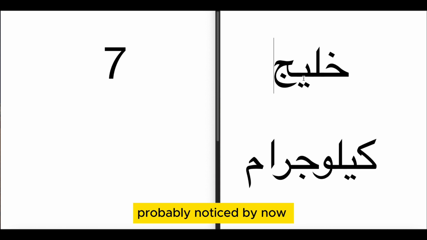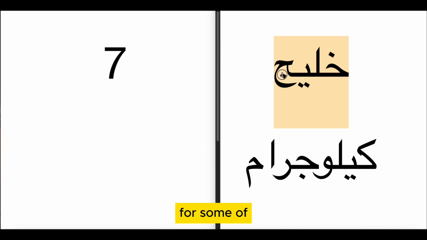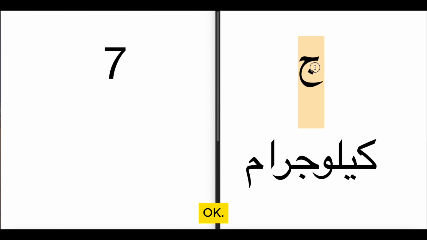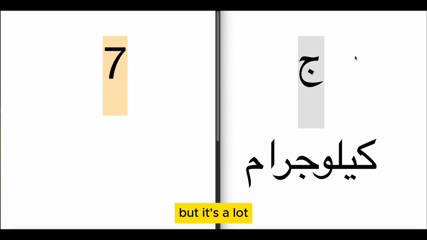Now you probably noticed by now that Arabic is written from right to left. For some of you, this might be old news, but it was worth mentioning here. So again, we're going to talk about this in a later video. For now, let's focus on the shape of the letter Jeem. Okay, it looks like the number 7 or a flipped number 5, but it's a lot closer to the number 7.